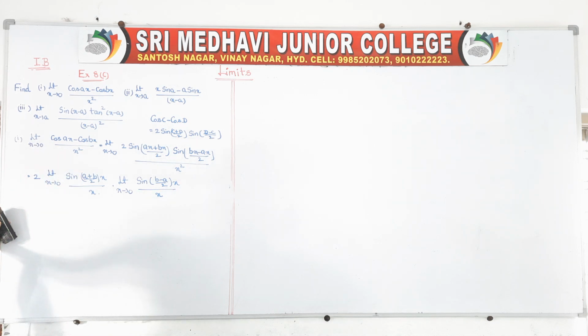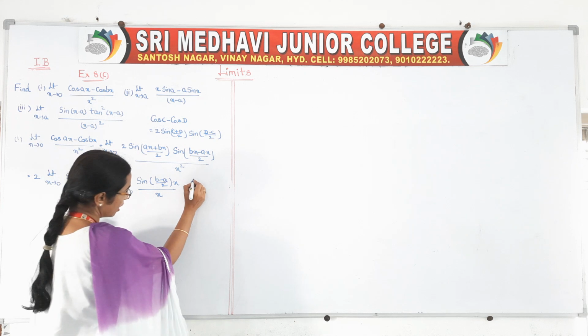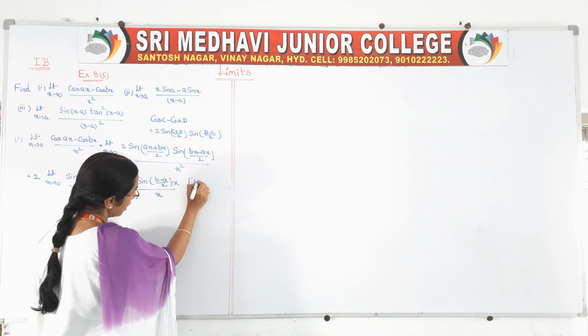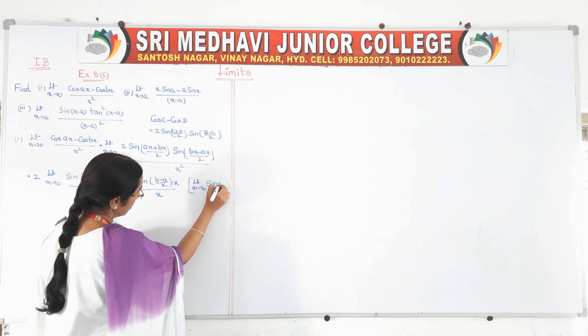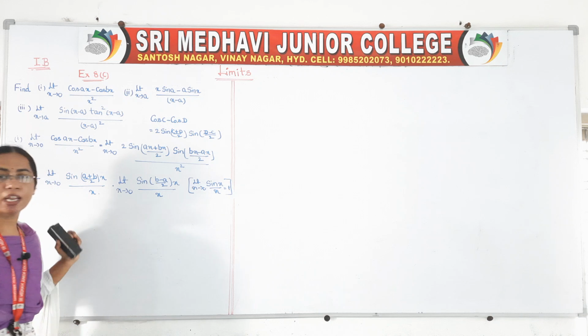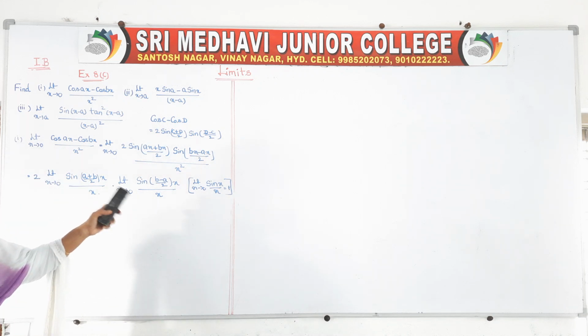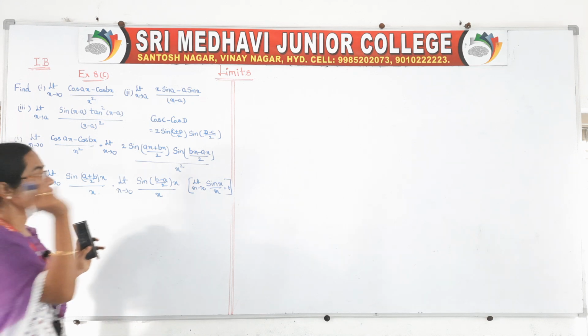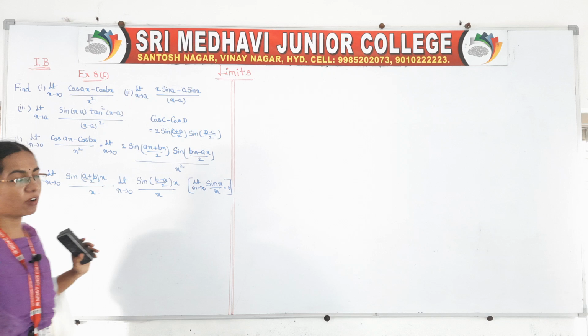Okay, so now if you observe carefully, we have one standard formula. What is that formula? Whenever sine comes in the limits, mostly we are going to use this formula. In the problem, sine is there, right? So we will use this standard result formula: limit x tends to 0, sin x by x is equal to 1.